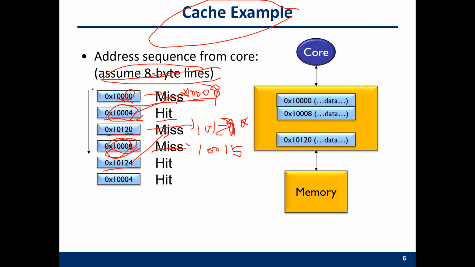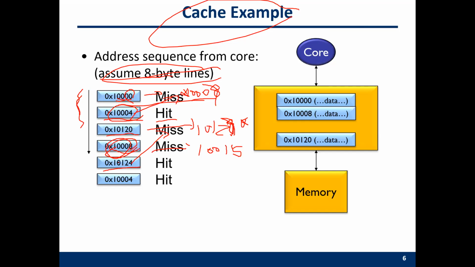So you can see that for some accesses, the absolute value of the difference between the addresses is small. This is the reason why we have spatial locality. These are the spatial locality.